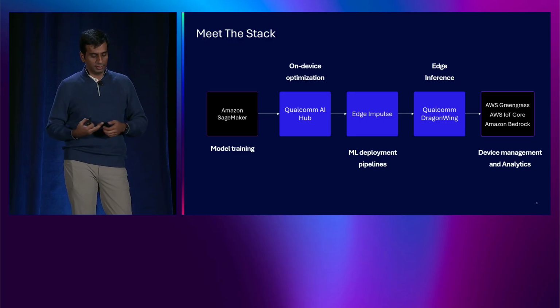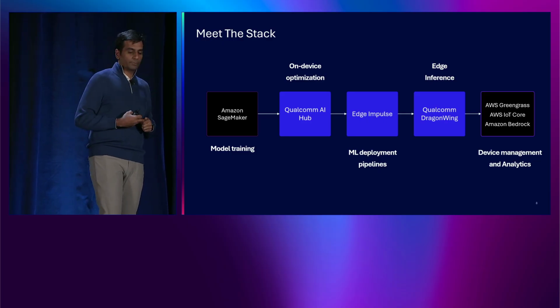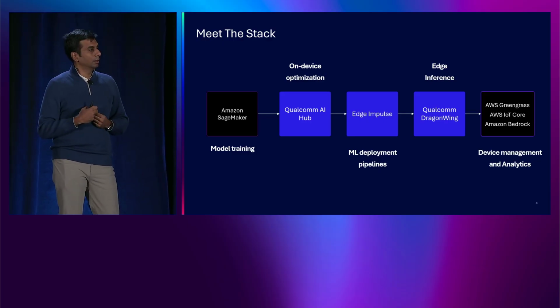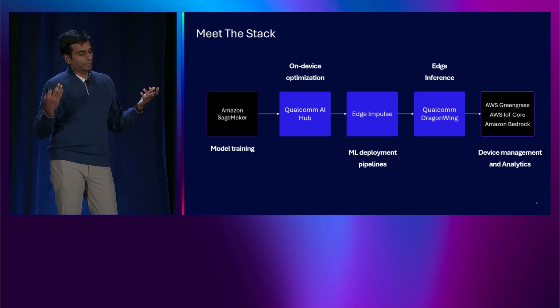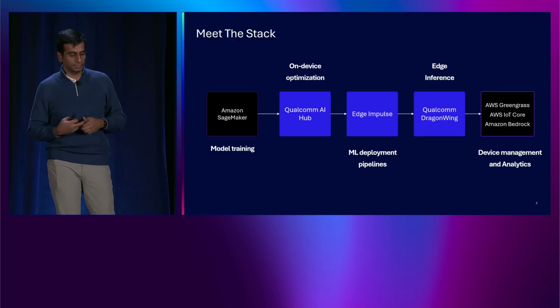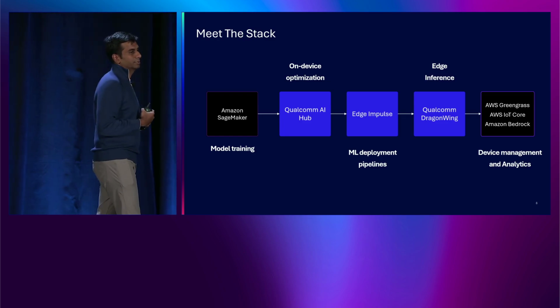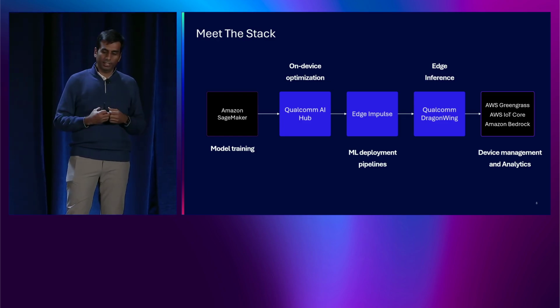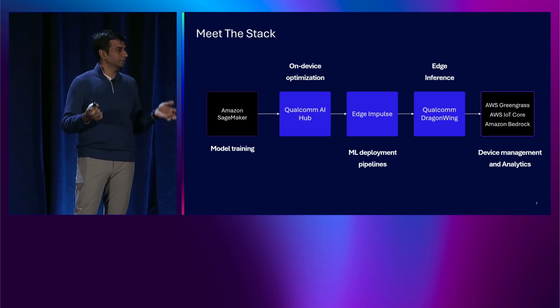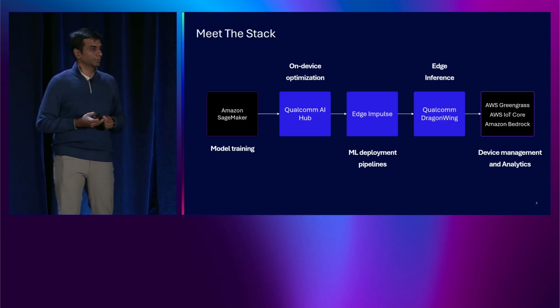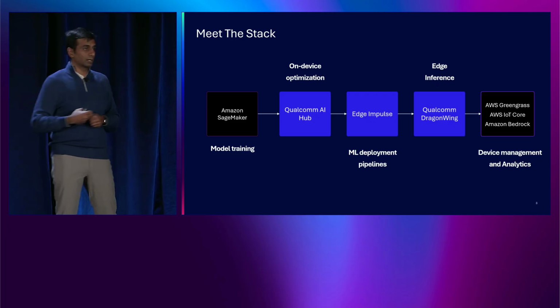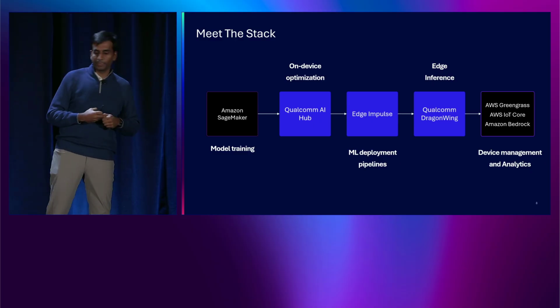Again, that uses a system that we provide free of cost to all our developers. It's called Qualcomm AI Hub. And then once you have an optimized model, we have another system that is available for you called Edge Impulse, which allows you to take those models and create these kind of deployment pipelines that you can use to deploy on real devices using other AWS services like Greengrass, IoT Core, Bedrock, and so on.